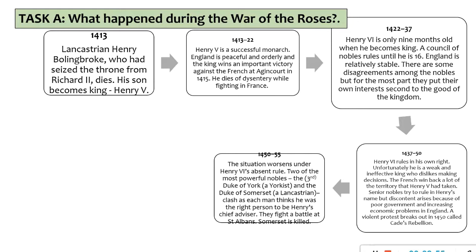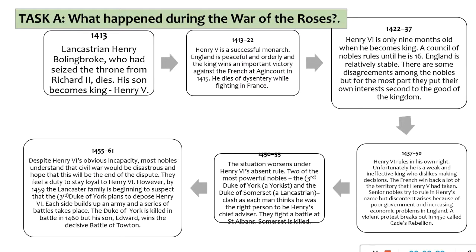And the two of the most powerful nobles in the kingdom at this time, the Duke of York and the Duke of Somerset, as we've already met, compete to be the most powerful noble and be the effective de facto ruler of the country, whilst the king is in absence. And there's a clash over this. They fight over this, and there's a battle at St. Albans. And at this point, Somerset, the Duke of Somerset, the Lancastrian, is killed by the Yorkist Duke of York.